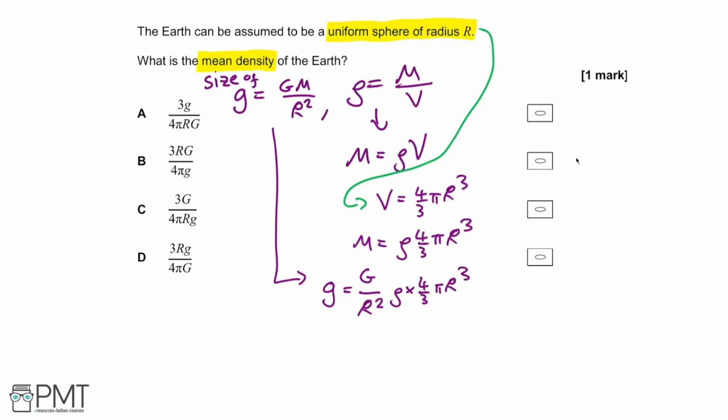And so tidying up a bit, we find the r squared cancels with r cubed to leave just an r. So little g is equal to rho big G times 4/3 pi r. And so rearranging for the mean density, we find that rho is equal to 3g divided by 4 big G, and then we also have pi r on the bottom. Therefore, because this is the same as answer A, we conclude that A is the answer.